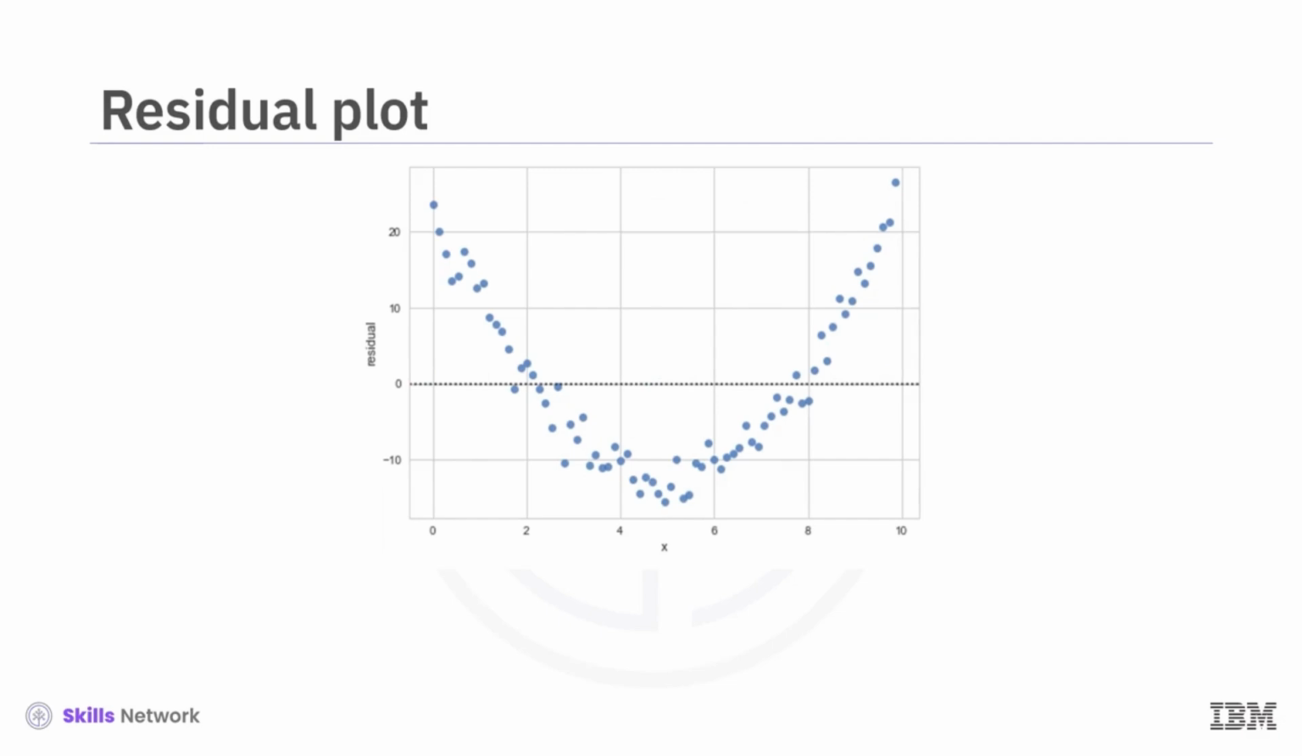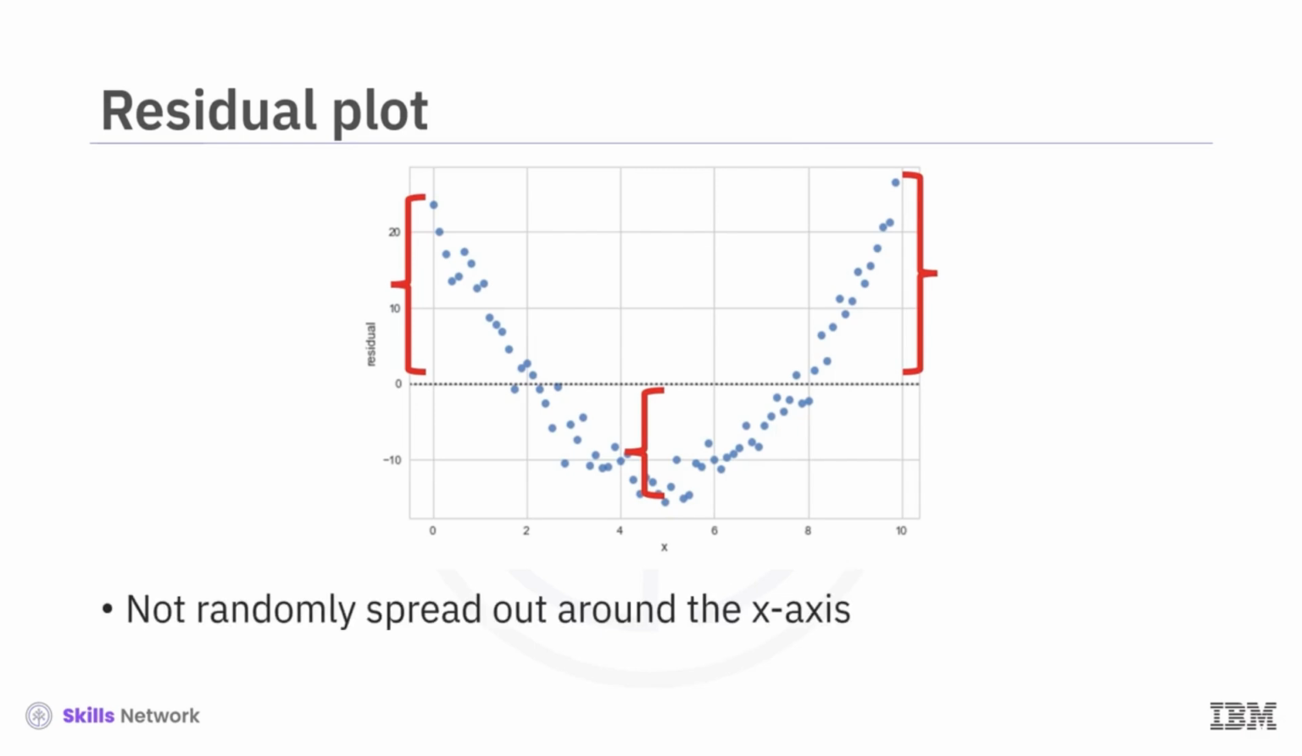In this residual plot, there is a curvature. The values of the error change with x. For example, in this region, all the residual errors are positive. In this area, the residuals are negative. In the final location, the error is large. The residuals are not randomly separated. This suggests the linear assumption is incorrect.